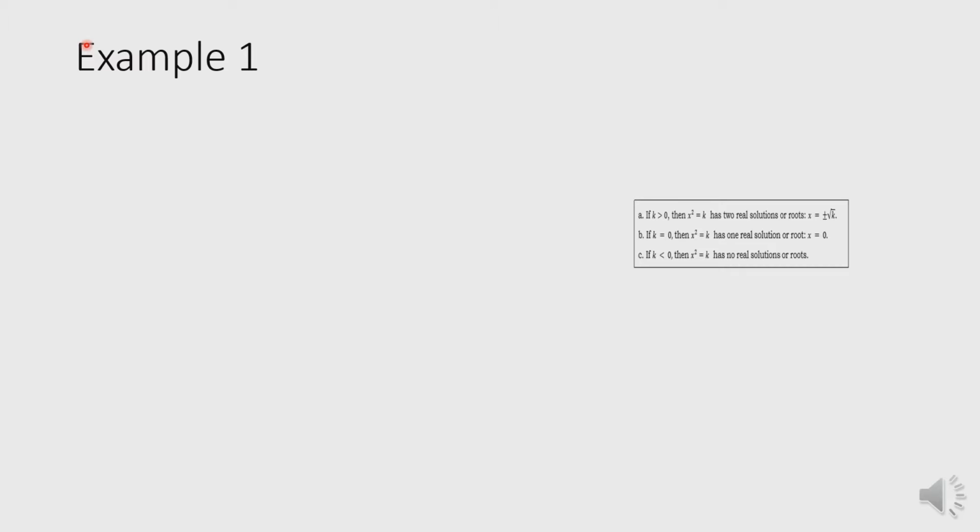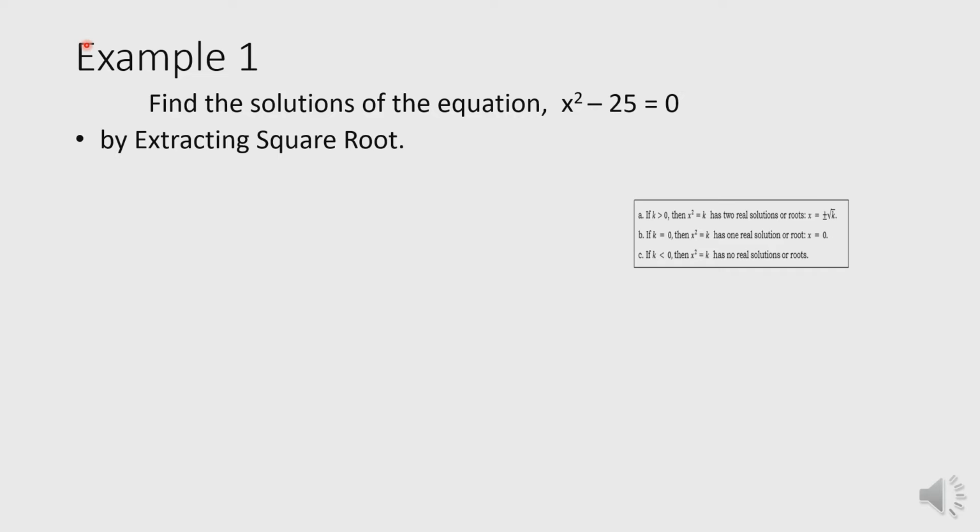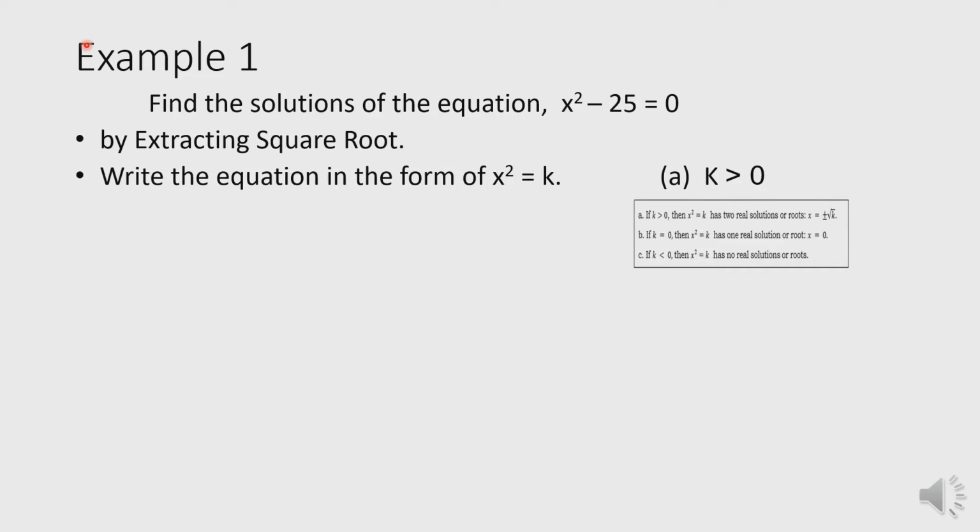Let's have example 1. Find the solutions of the equation x squared minus 25 equals 0. By extracting square root, write the equation in the form of x squared is equal to k. So in this equation given, our equation should be transformed into this form, x squared is equal to k.